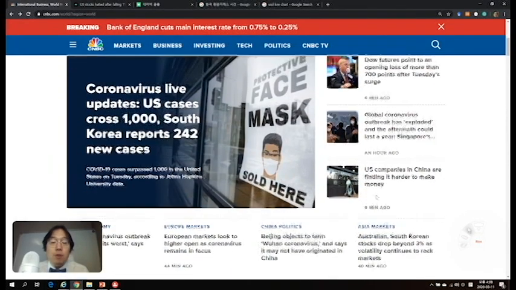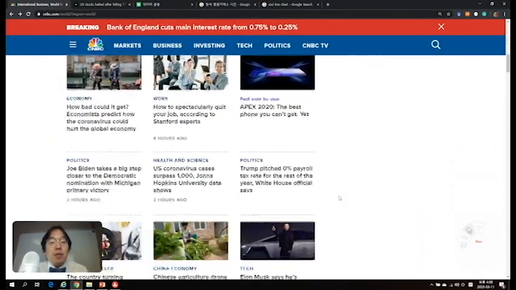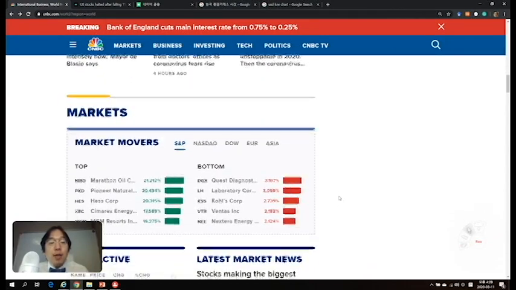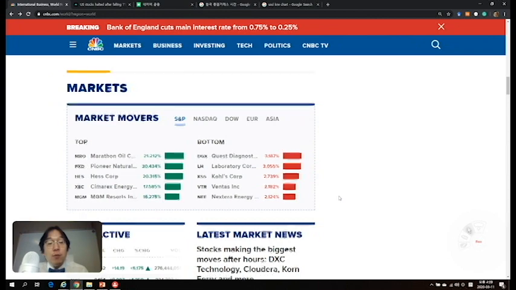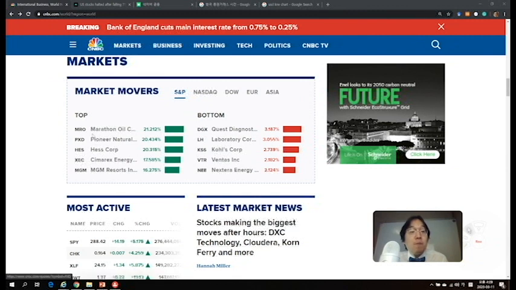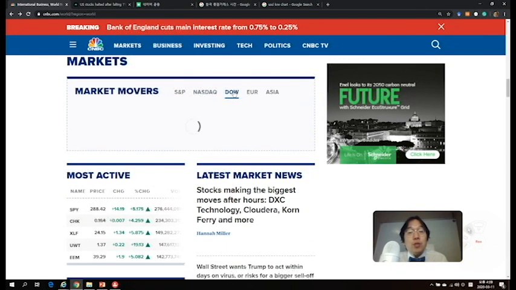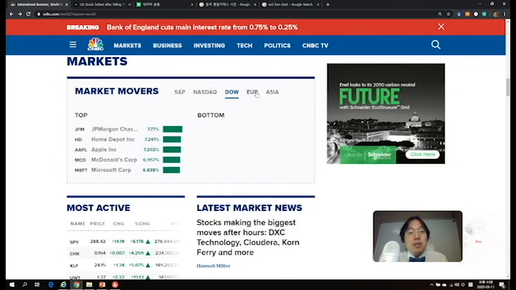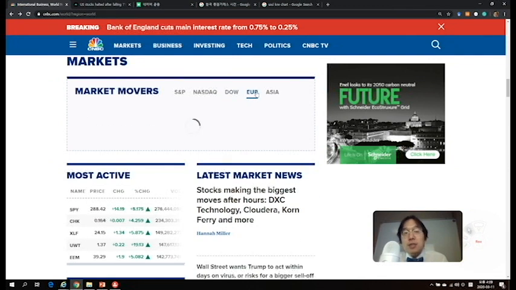And then if we scroll down, we can see how the US stock market has been doing, especially over last night or yesterday. We can see S&P 500, market movers, or NASDAQ, or Dow Jones, and European stock market, and Asian stock market over here. They are the market movers, mostly the stocks that showed major movements up or down that led the trend of the market.